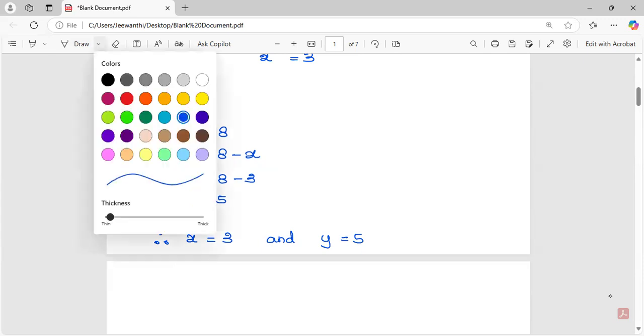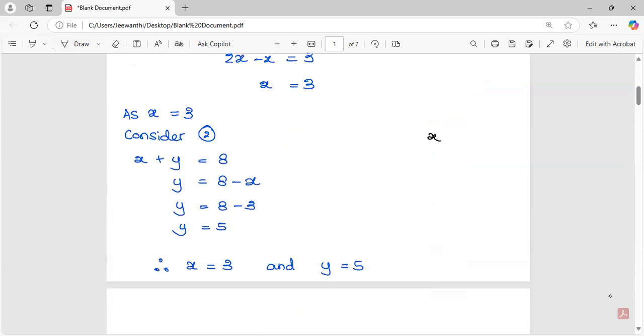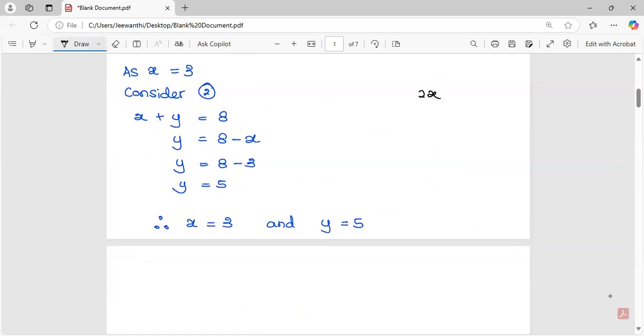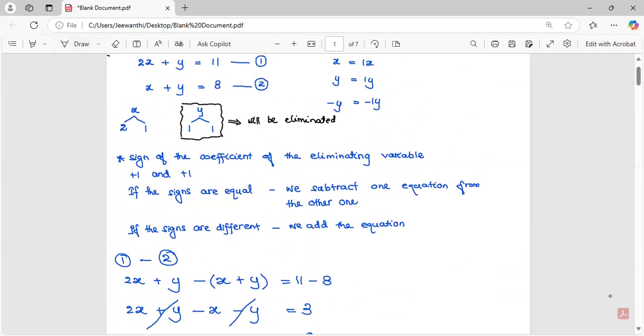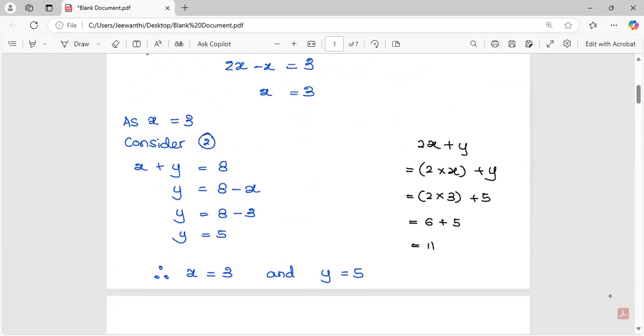If you really want to double check your answer is correct, you write the other equation, 2x plus y. What does this mean? 2 times x plus y, and here 2 times 3 plus 5. So 6 plus 5 is equal to 11, and we see whether they have given 11. Yes, it is 11. That means the calculated x and y values are correct.